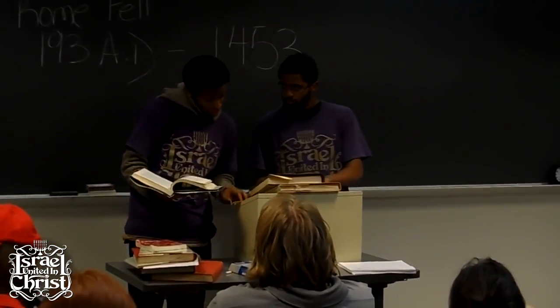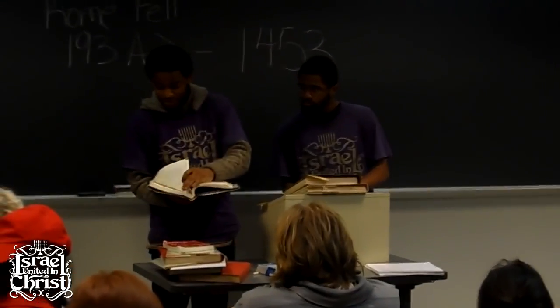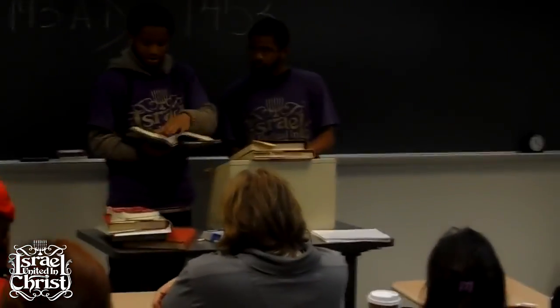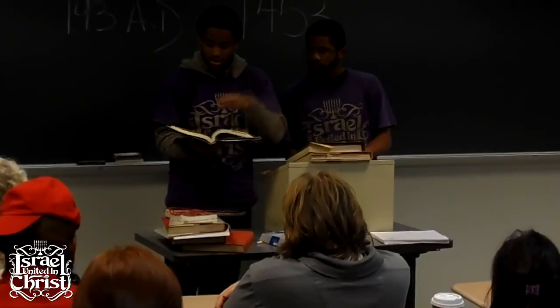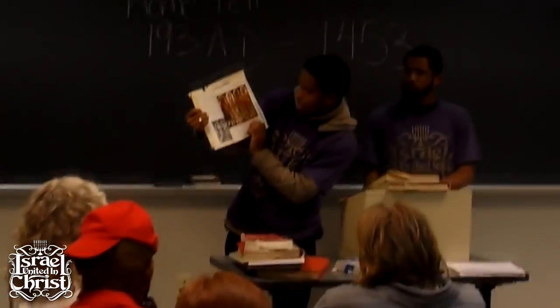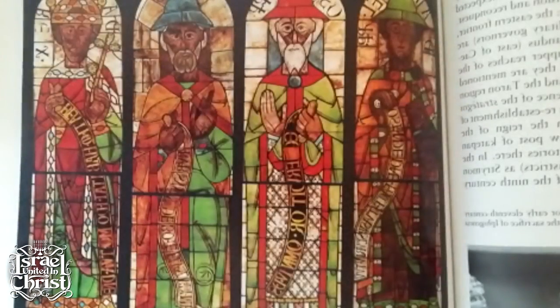I think it's page 77. Oh, 177, I'm sorry. 177. Right here. I want you guys to look at this. This is Hosea, Daniel, King David, and Daniel, Hosea, Jonah, and King David. What color are they painted?